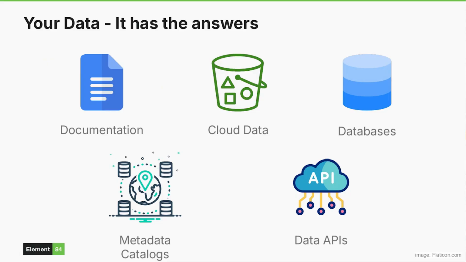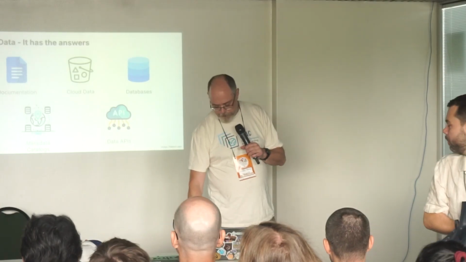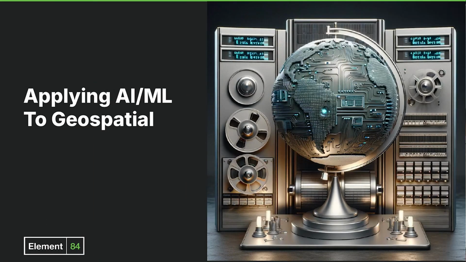And we have those answers in data. That data is in documentation and data in the cloud and metadata. We might have databases, APIs. These are all things that would be used in order to answer these questions. So how can we apply AI ML to answer these questions?